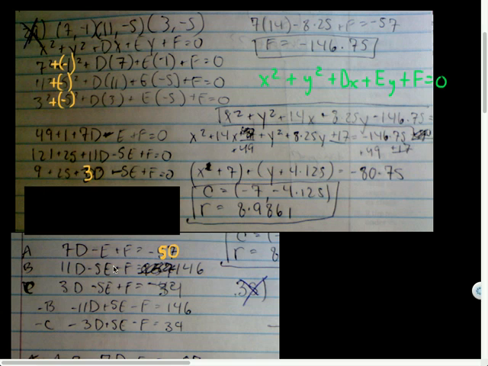So 11d minus 5e plus f equals, let's see, 121 plus 25 is 146. And hopefully this is a negative 146. Yeah, it is. You can see the little line right here. I'm just making it clearer for our viewers. And then 9 and 25 is 34, and you'd subtract it, so negative 34. All right, and so then we've got 3d minus 5e plus f.